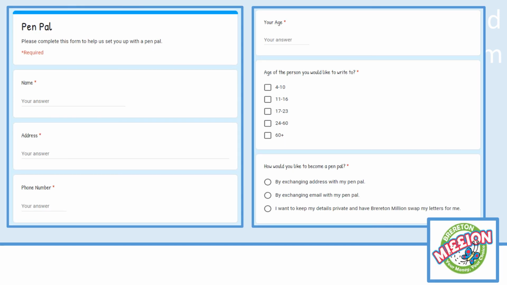This is a little activity for pen pals. This is the form that you can fill out on the website, and you've got lots of different options. One of them is that if you want to keep your address private, that's your choice. You can give it to the Britain Million, I keep wanting to call them the Britain Millennials, and they will exchange it for you. So if it's your address that you're unsure about, then we can look around that. That looked like a really interesting, exciting activity. You could make a new friend during this.